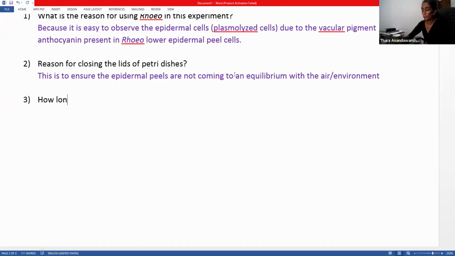How long will it take for the epidermal peel to come to an equilibrium?